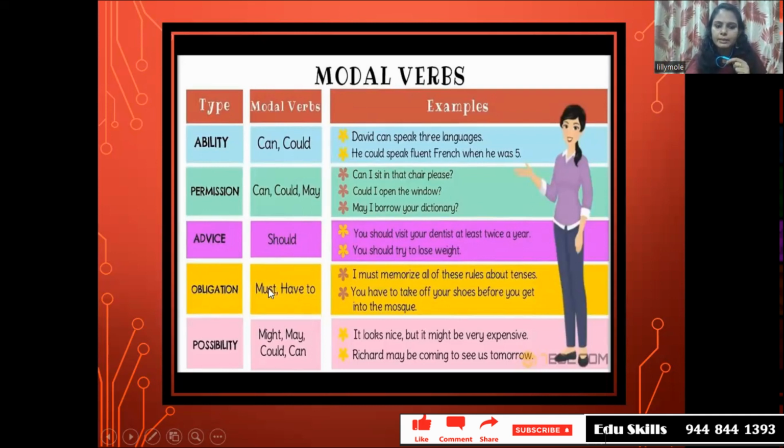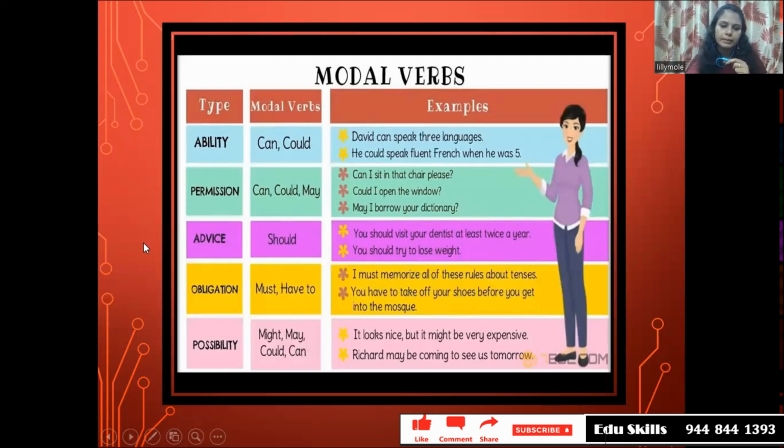Obligation is different. With must or have to, it is very important to follow. If there is any rule, we need to follow it. For example, I must memorize all of these rules about the tenses. This is very important, otherwise we could not speak English very well. Then, you have to take off your shoes before you get into the mosque. This is their rule, so we need to follow these rules.